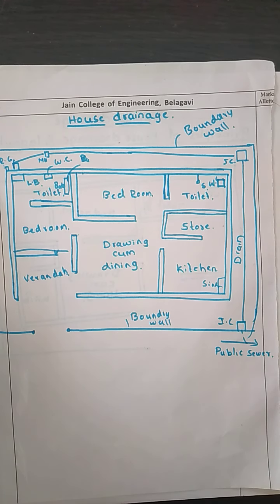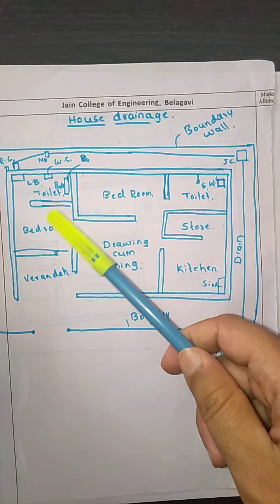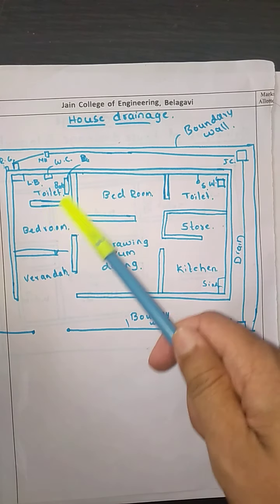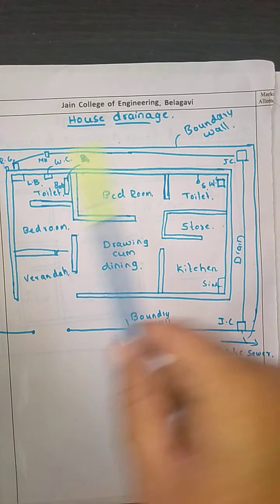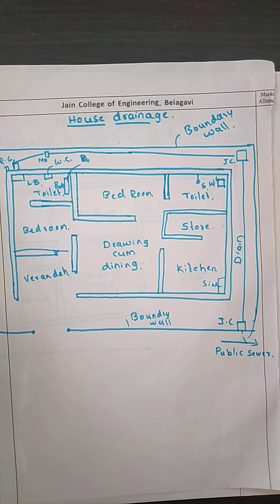Now we will see what the different principles of the house drainage system are. We will see what principles we need to adopt. Now here, the lavatory blocks should be located so that the drainage line is minimum. We should locate our toilet so that the length of the line that the wastewater has to travel should be minimum.